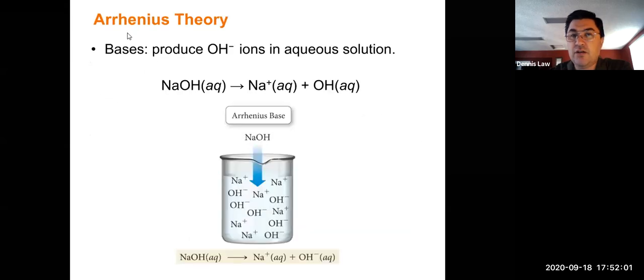Now, what about the Arrhenius definition of a base? A base, when you put it in water, produces the hydroxide ion, the OH-. This should have a minus there. So hydroxide ions for bases. So NaOH, sodium hydroxide, is a strong base. When you put it in water, it completely dissociates into sodium and hydroxide.